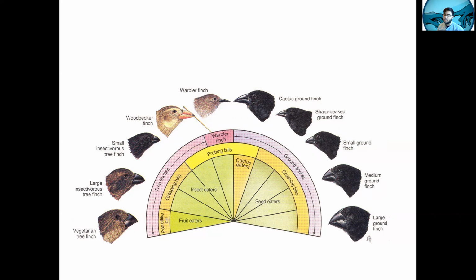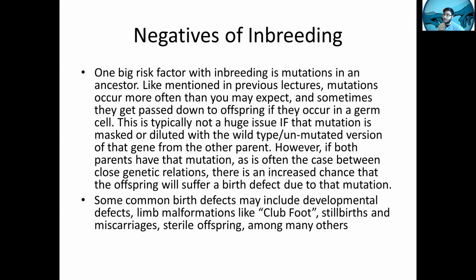So one big risk factor with inbreeding is mutations in an ancestor. Like mentioned in a lot of previous lectures, mutations occur much more often than you may expect. Our cells reproduce a lot, and because of that, they have to go through a lot of DNA replication, which is prone to making mistakes. We have a very good proofreading system, but with how much we reproduce over the course of a lifetime, you're going to make a lot of mistakes.